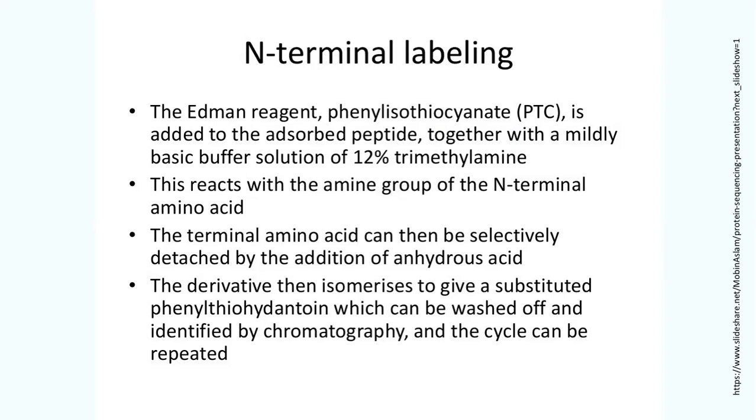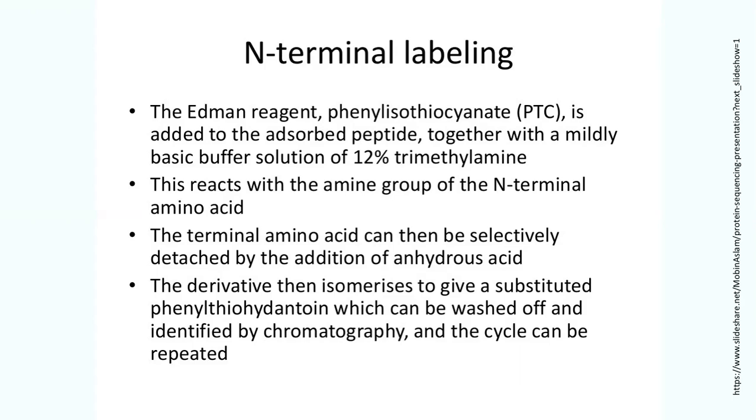And here, as I said earlier, this reaction is done under slight alkaline condition. So we will be using basic buffer solutions. And once this is done, the reaction takes place between the amine group of the N-terminal amino acid and the Edman reagent. So the terminal amino acid can be selectively detached by changing again the pH, where now we are shifting it to an acidic pH by making use of some kind of an anhydrous acid.